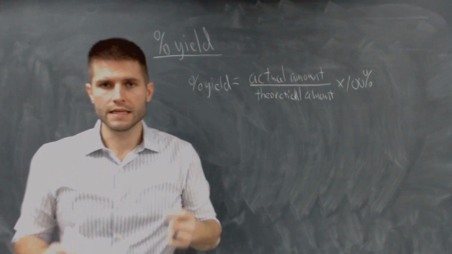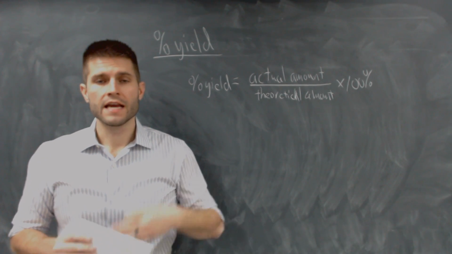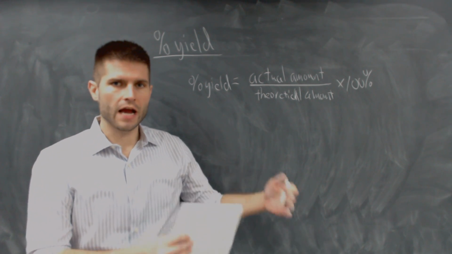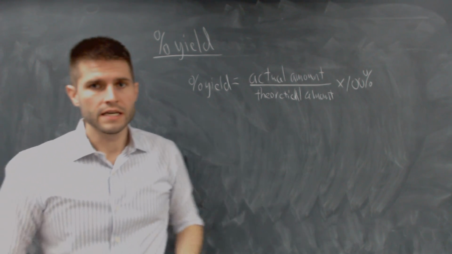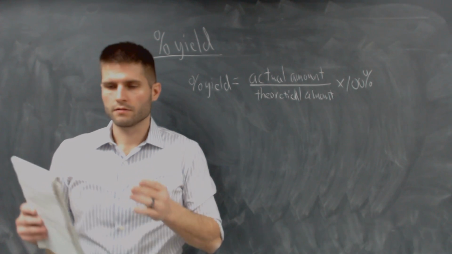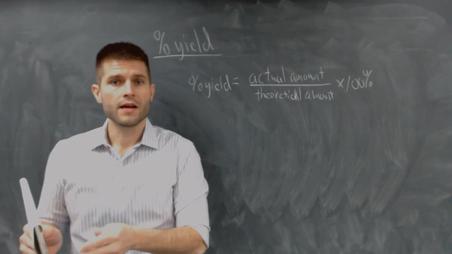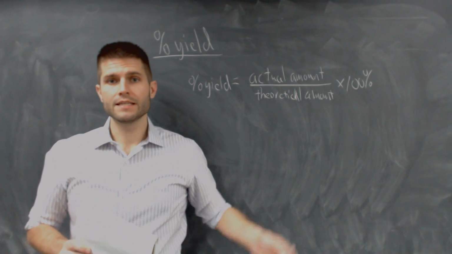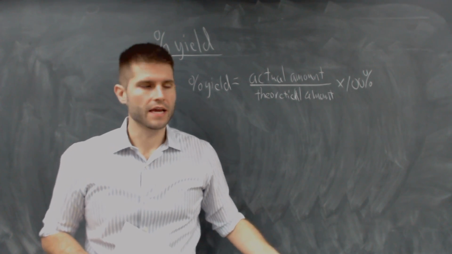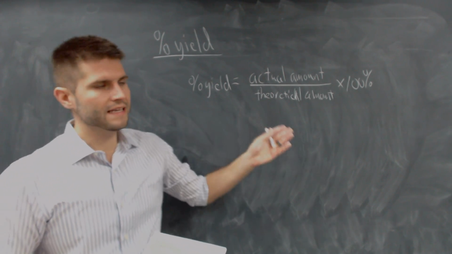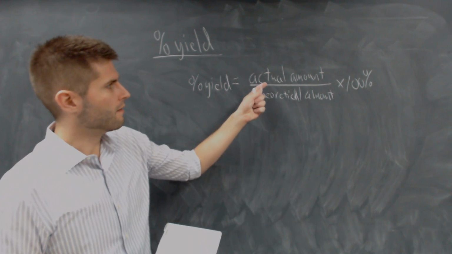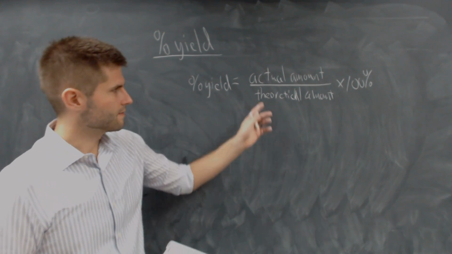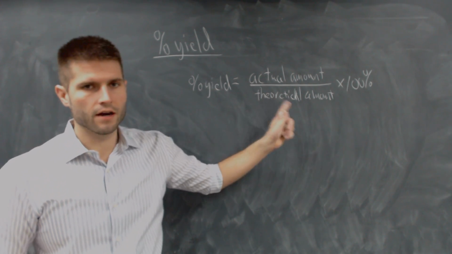The actual amount is if you went into the laboratory, performed a reaction, and actually weighed your product at the end. That's considered your actual amount. The theoretical amount is taking your starting material, however many grams of starting material you have, going through stoichiometry, going through those balanced chemical equations, and predicting how much you should obtain at the end. So this number will generally be less than 100%. You're never going to be as good as theoretically predicted in most cases. So you're most likely going to get less than 100%.